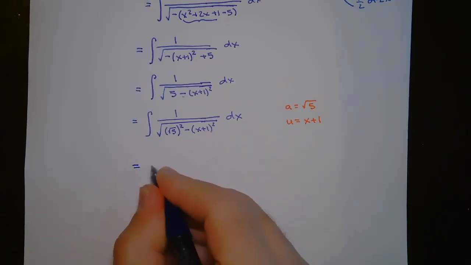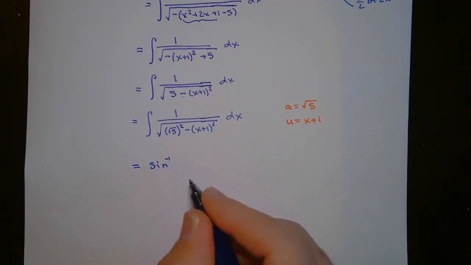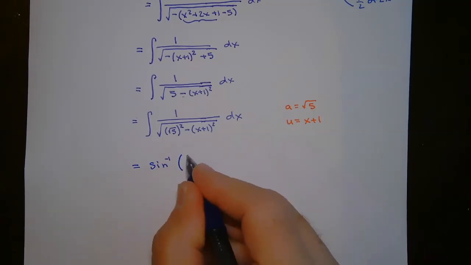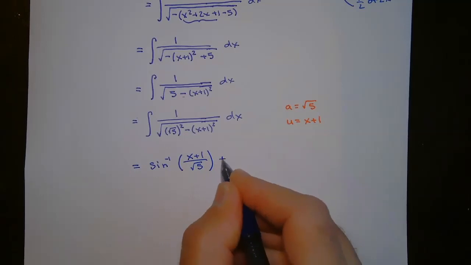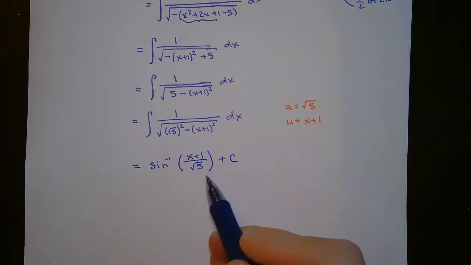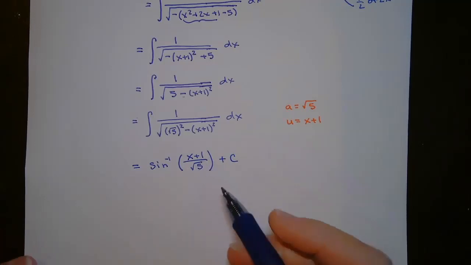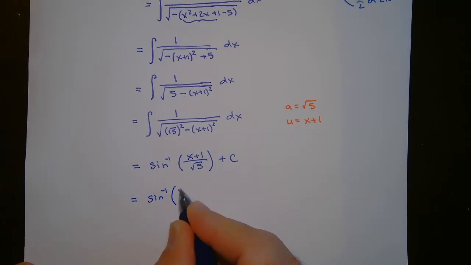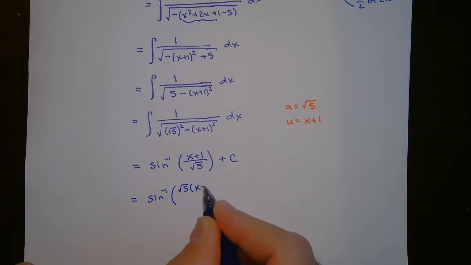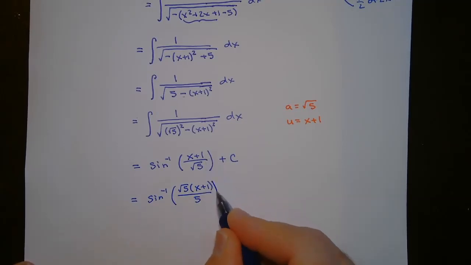Okay, so this would be sine inverse of my u, which is x plus 1, over a, which is the square root of 5, plus some constant c. Okay, so now this is a correct answer. It's the right answer, but it's not the best answer because I need to multiply the top and bottom by the square root of 5. So this is sine inverse of the square root of 5 times x plus 1 over 5, because I'm multiplying the top and bottom by the square root of 5, plus your constant c. And that would be the correct answer for this one, okay?